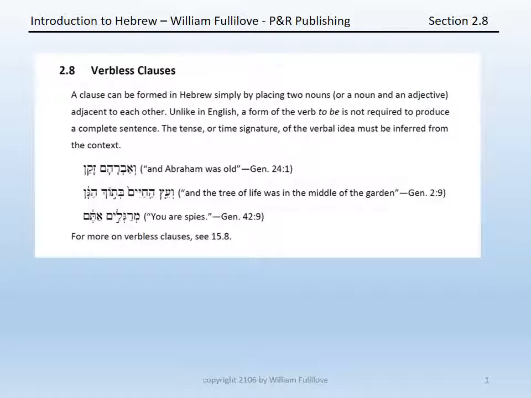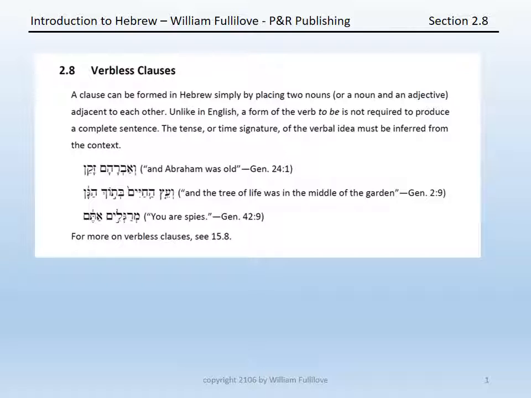In English, if we want to make a clause that either identifies or describes a subject, we will typically use a verb that is a linking verb. Something like the statement, John is tall, or Jim is the king. In Hebrew, you can form such a clause without the use of the verb is, but simply by placing two nouns or a noun and an adjective adjacent to each other.